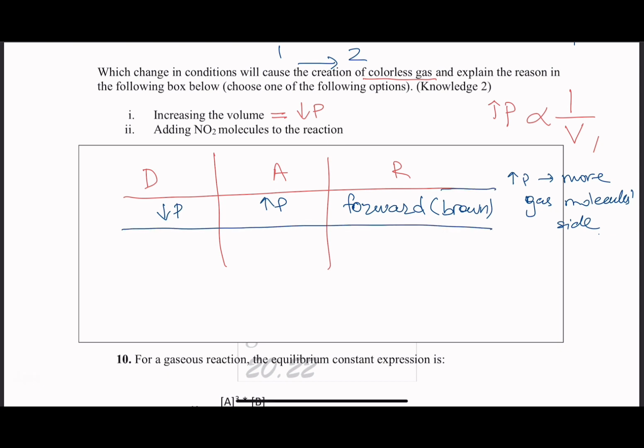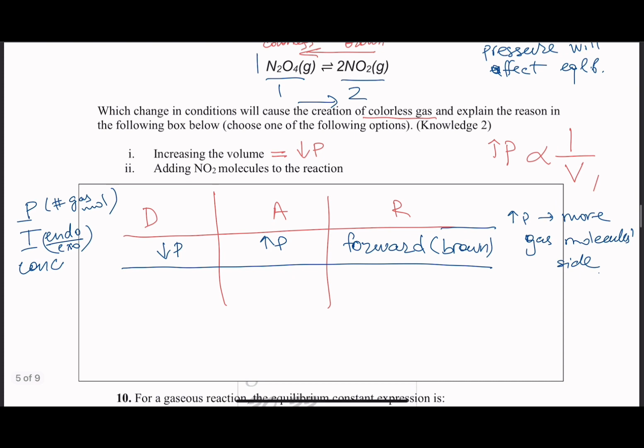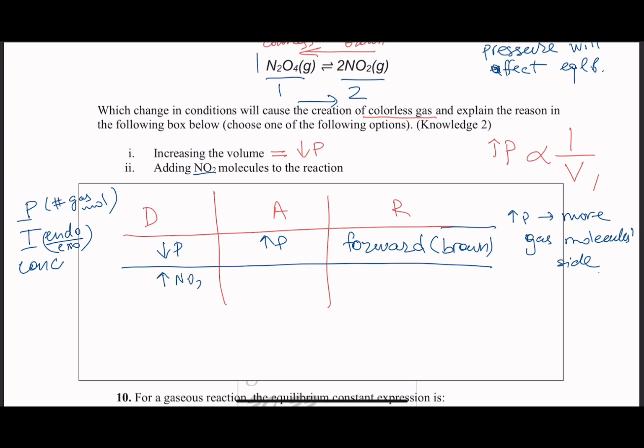So we have the factors such as pressure, temperature, and concentration. For temperature, we need to know whether it is endothermic or exothermic. For pressure, we need to know the number of gas molecules. And for concentration, we need to know which one we're adding. So if I add NO2 in here, NO2 increased, so my counteraction would be decreasing NO2.